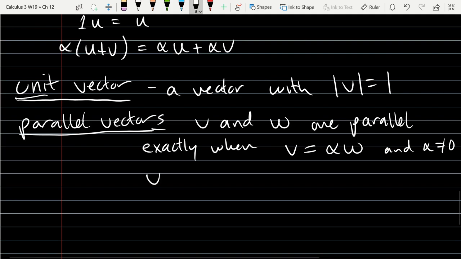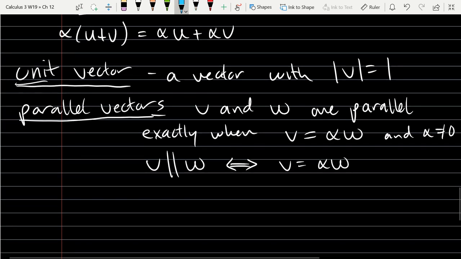So we could write that more compactly. This double vertical bar means parallel, so V is parallel to W exactly when, that's the double arrow, exactly when V equals alpha W. So I'm going to do a tiny bit of algebra. Alpha's not zero, so I could rewrite it, multiply by one over alpha, you can move your scalar to the other side. So for example, if alpha's two, that means V is twice as long as W. And of course you can move the two to the other side as a half. So there's no reason alpha goes on one side in particular, as long as it's not zero, you can move the scalar to the other side, super easy.